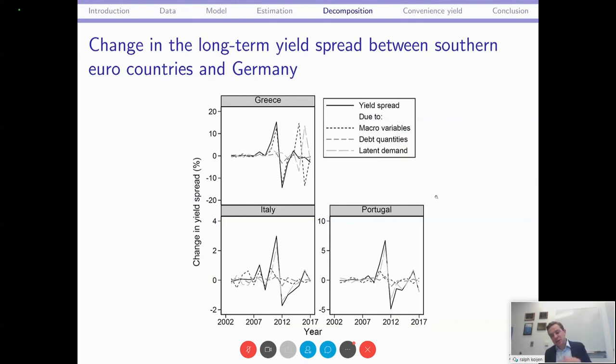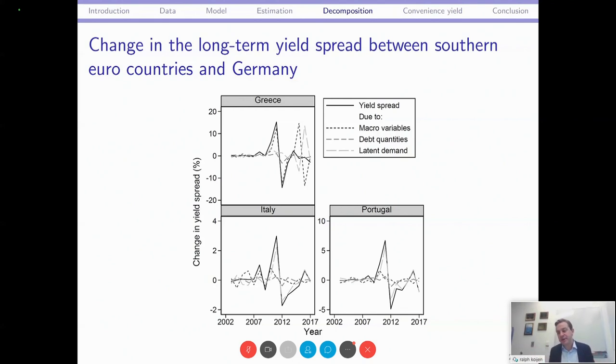Interestingly, at the same time, as we all know, the yield in Italy and the yield in Portugal also jumped up and came back down at the same time as the Greek yield came back down. Now, the model can't explain it with macro variables, and so what the model is doing is attributing all the variation in those yields to latent demand. And so there's a spillover effect from what happens in Greece, where the macro variables are shifting, to the demand shocks for Italy and Portugal.